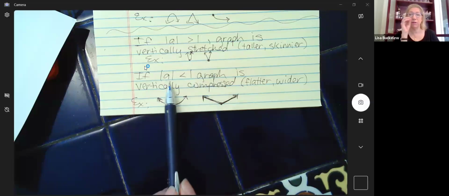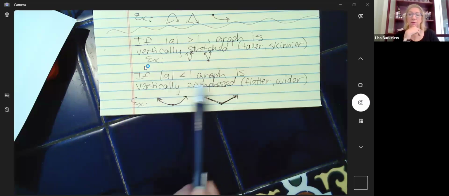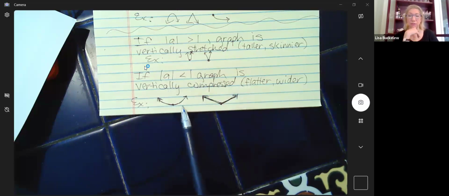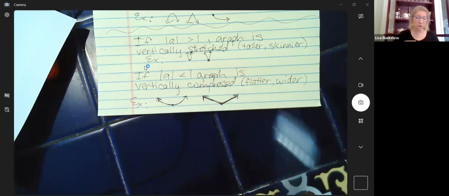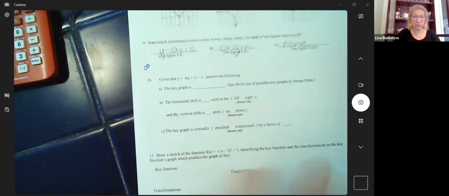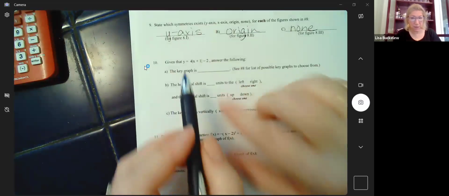But if you have a multiplier that's a decimal or a fraction, whether it's positive or negative, and that fraction is less than 1, then you're talking about a vertical compression. So it's going to look flatter or wider. Here's a couple of examples of something that would have had a multiplier that's less than 1. It flattens it out a little bit more. Okay, so those were the kinds of things I want you to be holding in your mind when we look at this problem right here.